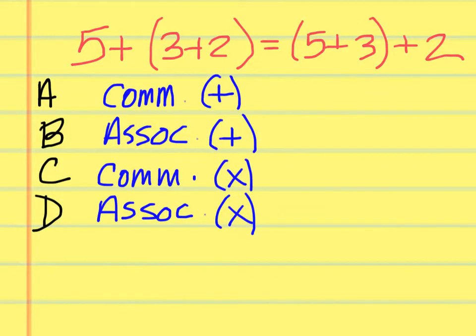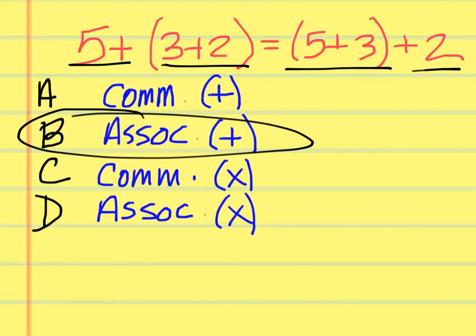For this problem, I have to add 3 plus 2 first to get 5, and then if I add 5 I get 10. But over here I'm adding 5 plus 3 first to get 8 and then add 2 and I still get 10. So I can add them in any order. That is the associative property of addition.